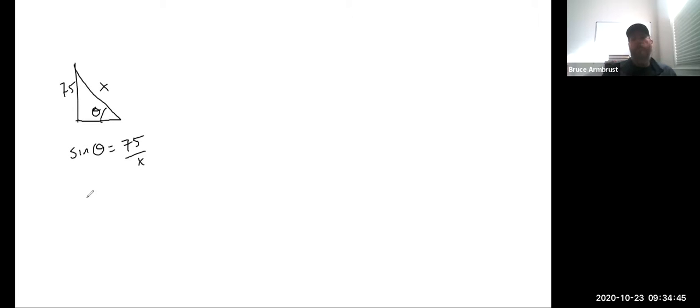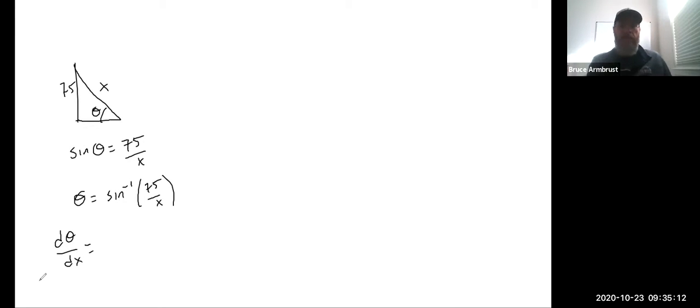So if we want to solve this for theta, then theta is going to equal sine inverse of 75 over x. And now we can find d theta dx. All right, so before we actually differentiate, how do we feel about this right here, getting this equation? Do you see where it comes from?